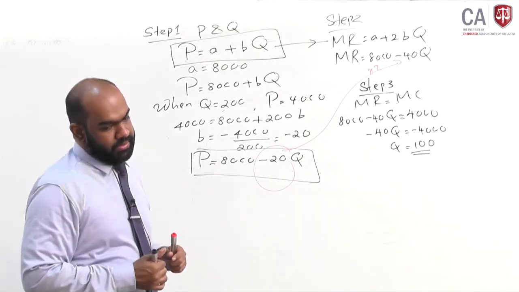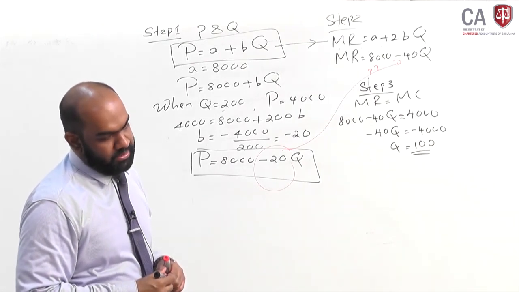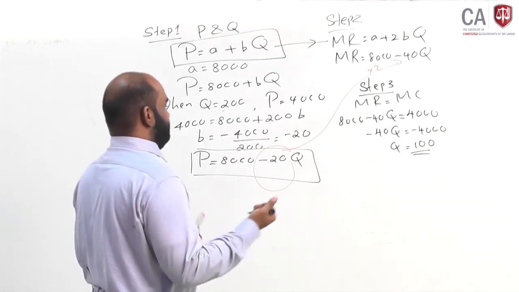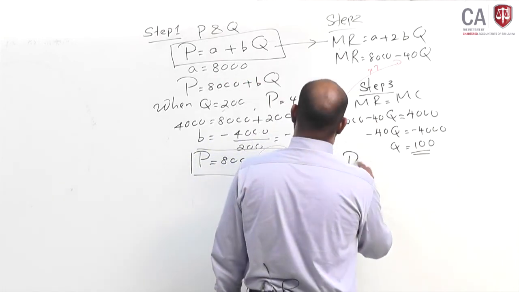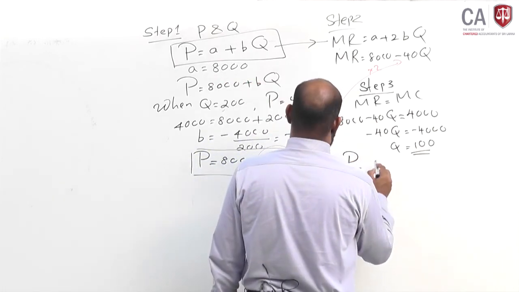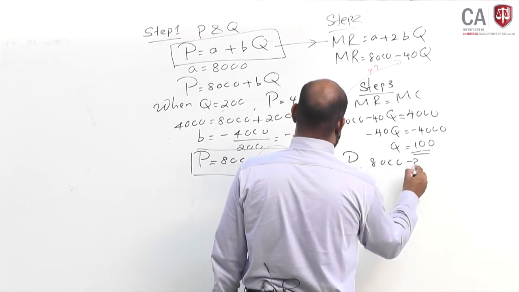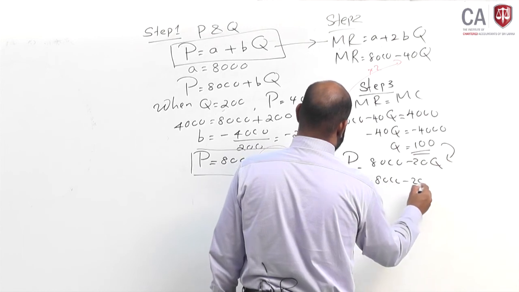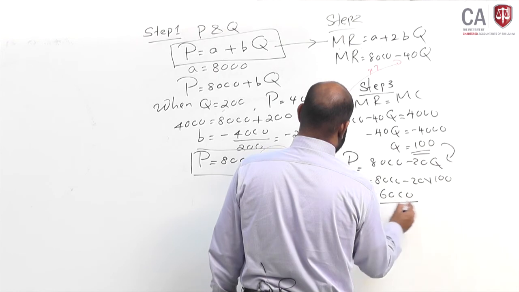And now the question is maximum monthly profit. To get that, you can find price and substitute here. So what is the price when the quantity is 100? 8000 minus 20Q. Substitute this value. It becomes 6000.